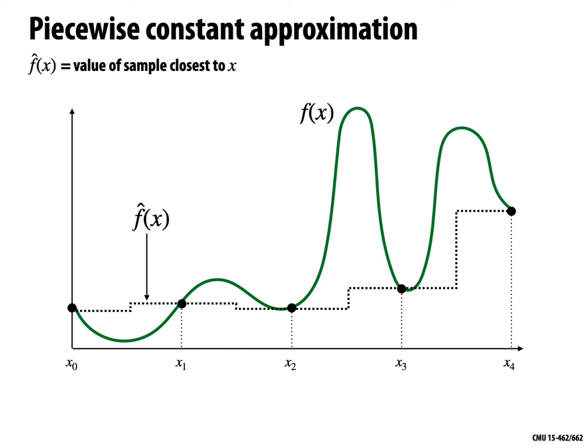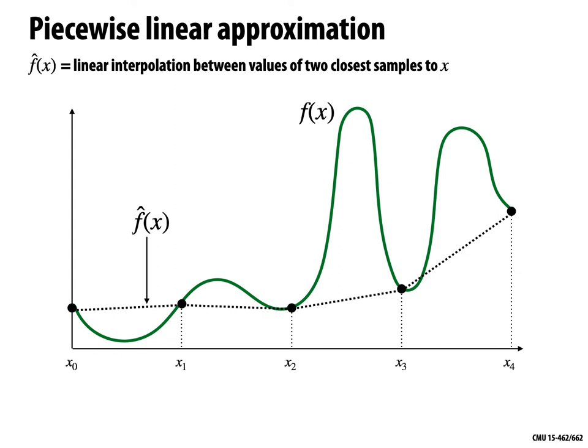How could I do a little bit better? This looks like kind of a jagged approximation. How could I do slightly better in approximating or reconstructing this function? Okay, so one thing I could do is connect the sample points by, rather than these constant plateaus, drawing straight line segments between them. So I could do what's called a piecewise linear approximation. Now this looks smoother, but you notice something funny about it.